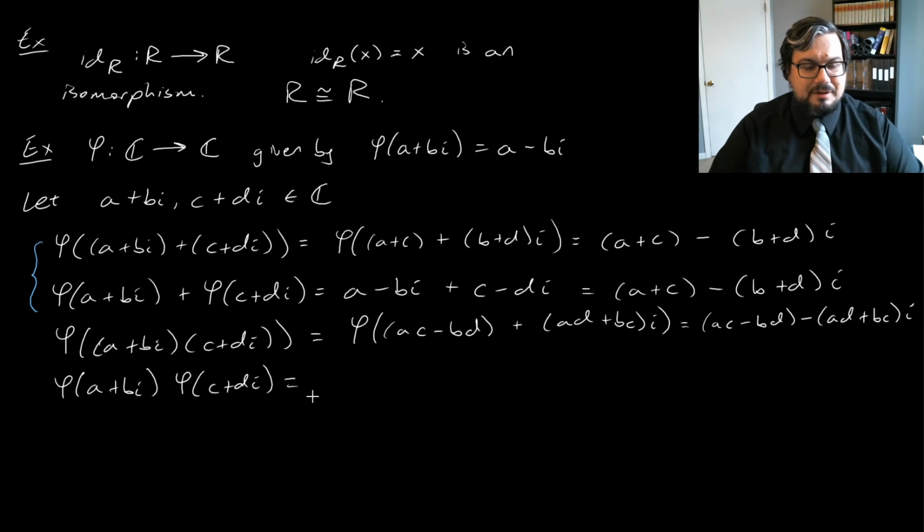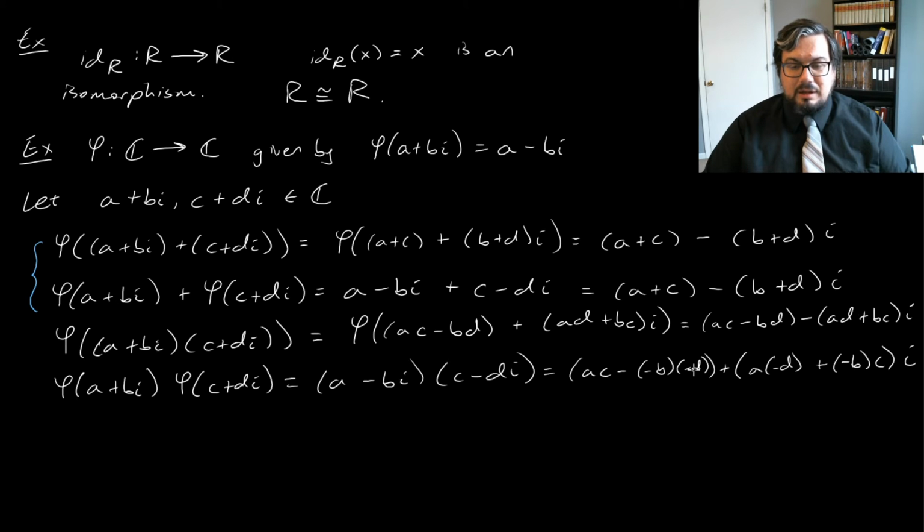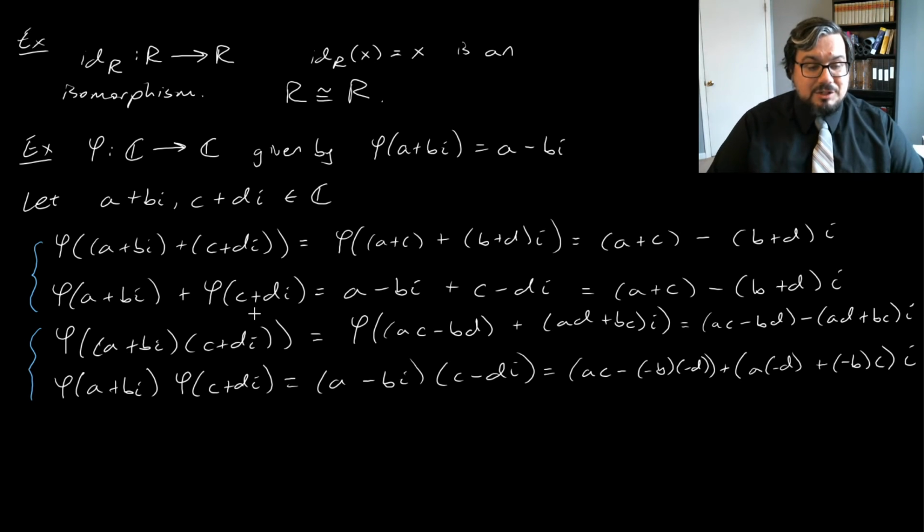And then if we do it the other way around, if we take phi of the two complex numbers and then multiply them together, we'll get that we have a minus bi times c minus di, and multiplying all this out, we'll get ac minus bd, and then a times negative d plus negative b times c times i, and then you can look at this to note that they are in fact equal to one another. So that shows that phi respects addition, respects multiplication, and therefore phi is a homomorphism, a ring homomorphism.